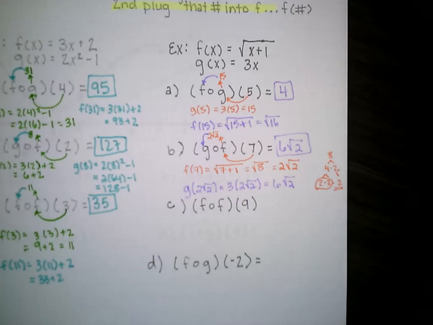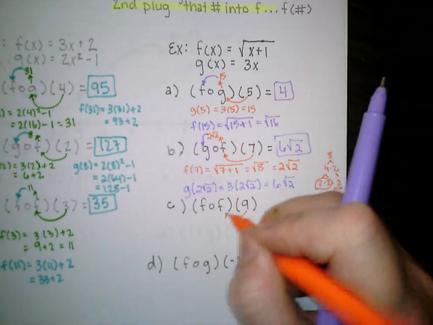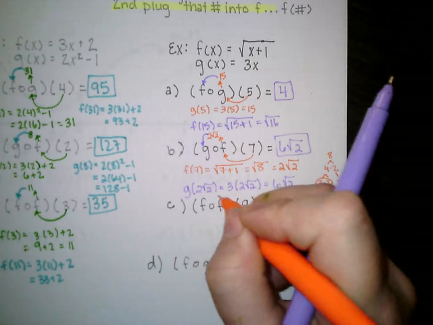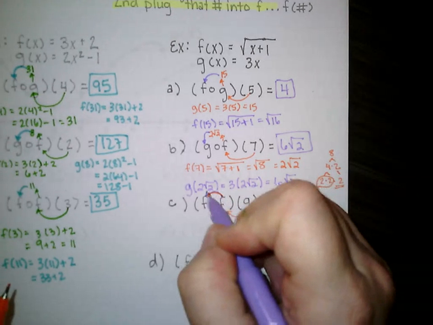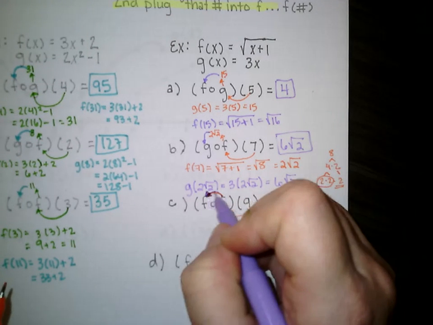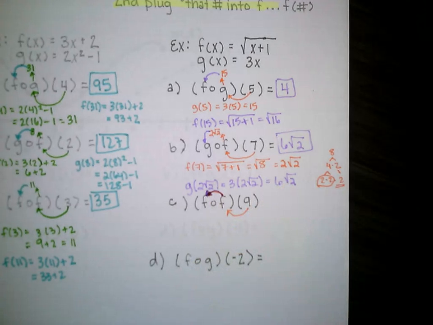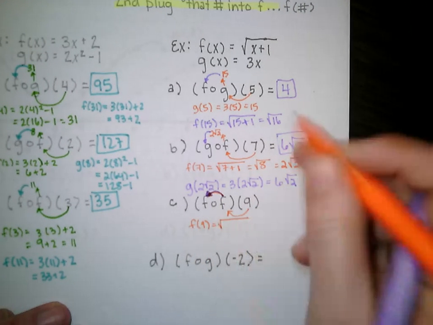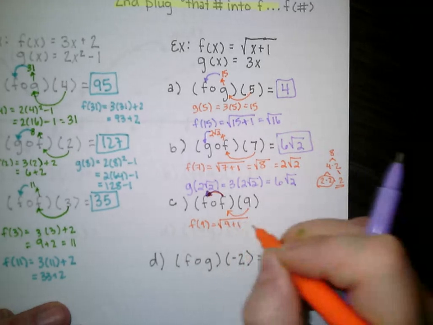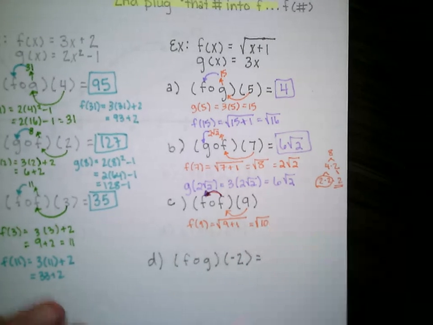Okie doke. Next, f circle f of 9. So 9 goes into f. That output goes into f again. Okay. So f of 9 will be square root of 9 plus 1. So square root of 10.